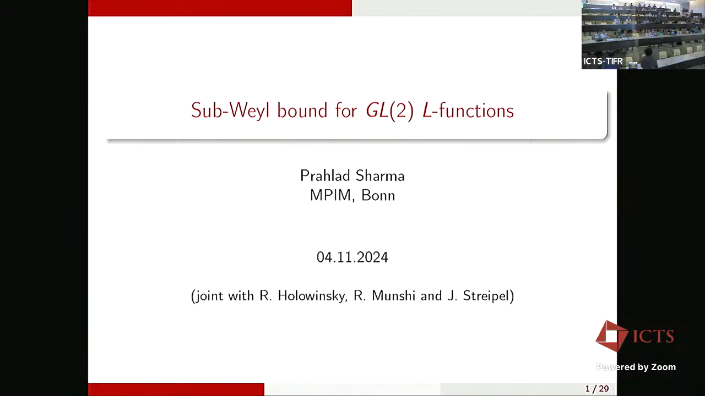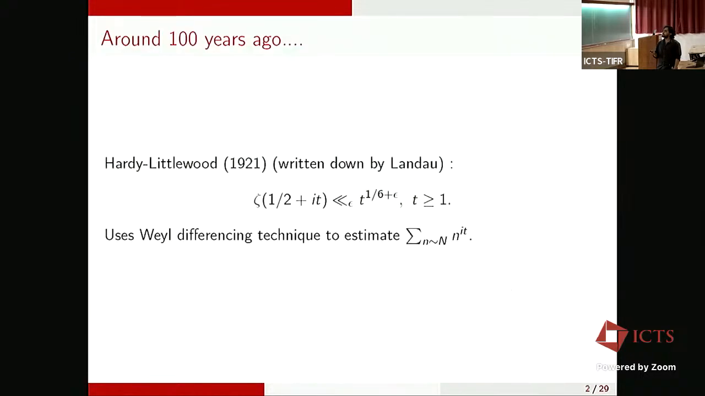Thank you, Roman. Thank you for the introduction, and thank you organizers for this nice conference. So I'll be talking about a new bound for GL2 L-functions in the t-aspect, which is obtained in a surprisingly elementary fashion. But let me start with a bit of history about the problem we're going to look at.